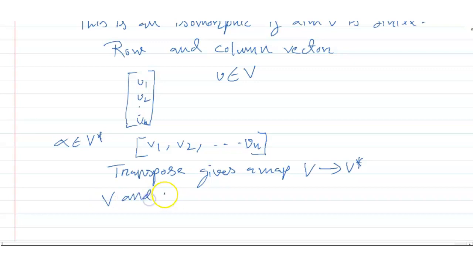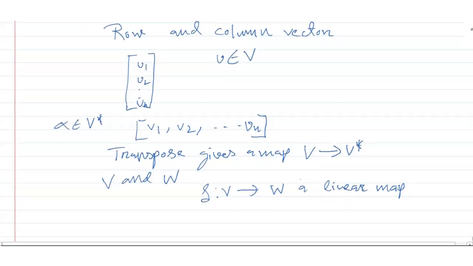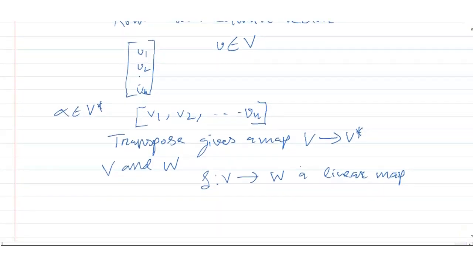Let V and W be vector spaces, and let F from V to W be a linear map. We are going to define an adjoint map which goes from the dual space of W to the dual space of V, so it goes in the opposite direction. That's the important thing to remember about these adjoint maps.